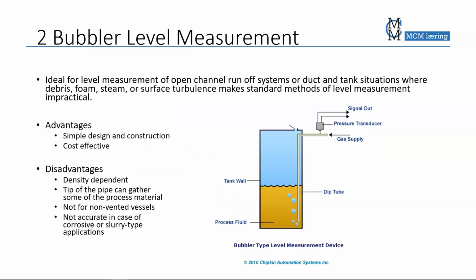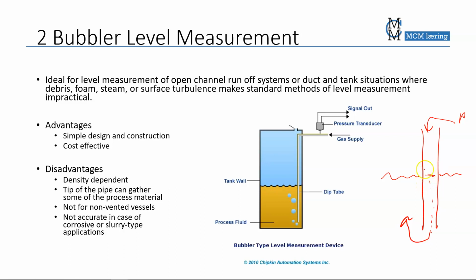A bubbler, on the other hand, is a device where you have a gas supply, and that gas supply is used to press bubbles out of a pipe soaked in the tank. When you have a pipe that is soaked in the tank like this, liquid level here, well, with no pressure, the liquid will also be inside the pipe. When I apply a pressure here, I have to press the liquid out of the pipe first before bubbles can form out of the pipe.